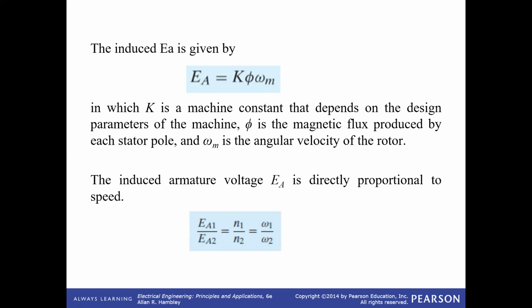Okay, so the back EMF or the induced voltage is given by this equation: K, which is a constant, multiplied with the flux and multiplied with the speed. Okay, so a different value of speed will produce a different back EMF. If for example you want to know the voltage induced at a different speed, for example omega 2, you can use this relationship to get the voltage induced at omega 2.